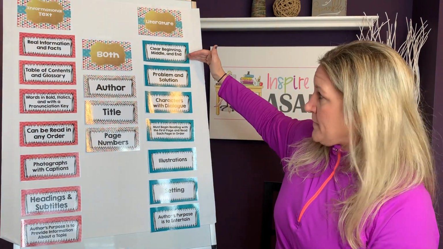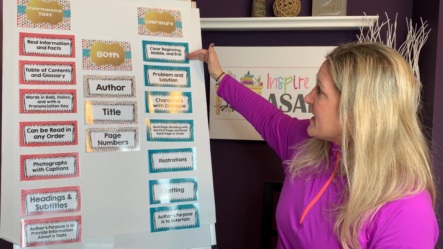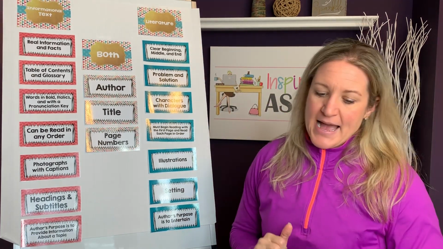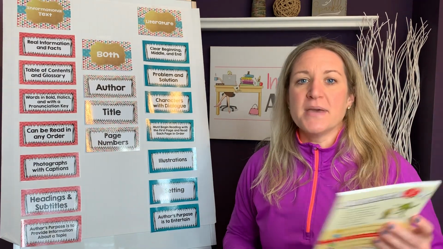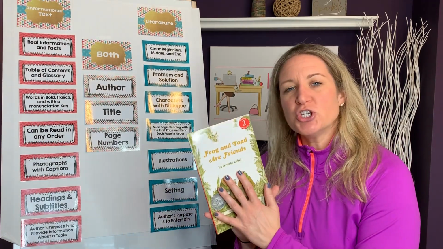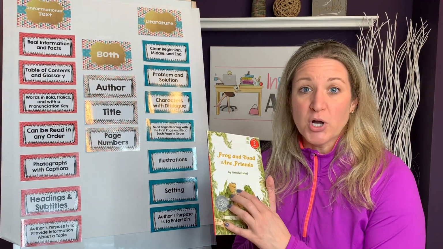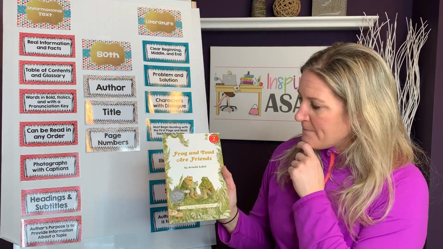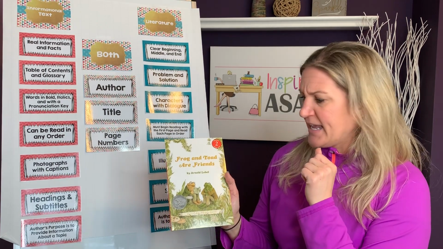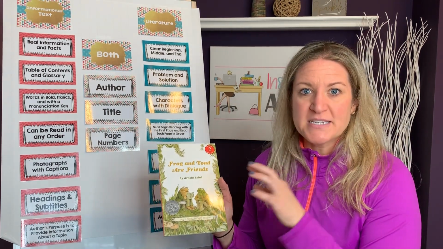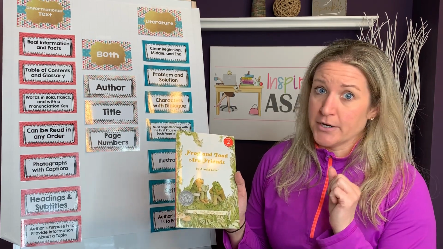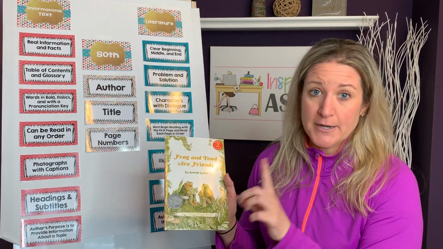For example, I would begin by saying, boys and girls, a fiction book is a book that has a clear beginning, middle, and end. Boys and girls, do you remember when we read this book? So referring to a book that we already read, and do you remember what happened at the beginning? And we remember what happened in the middle and how this book ended. It had a very clear beginning, middle, and end.